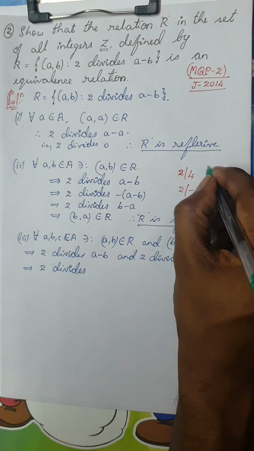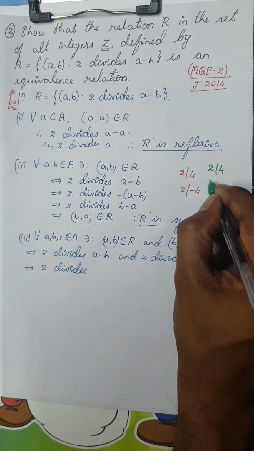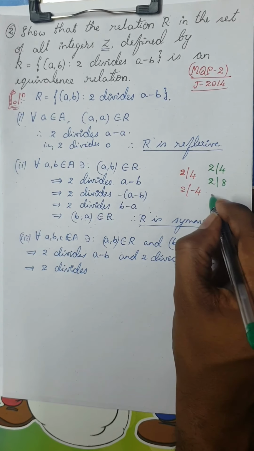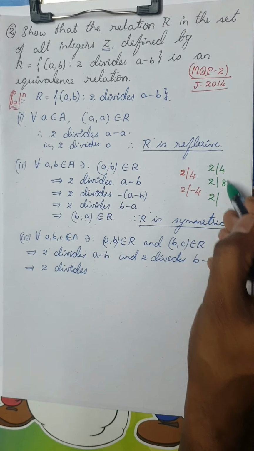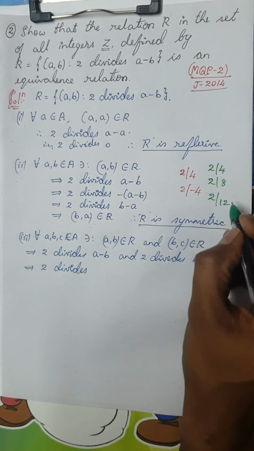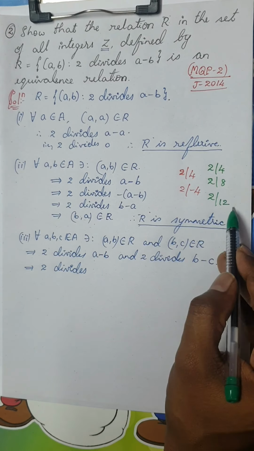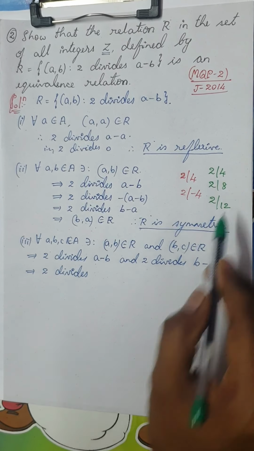If 2 divides 4 and 2 divides 8, then 2 will definitely divide 4 plus 8. What is 4 plus 8? 12. So 2 divides the sum of them also.